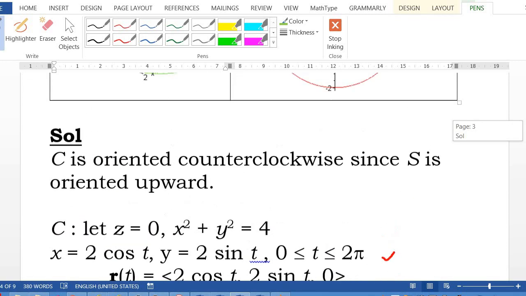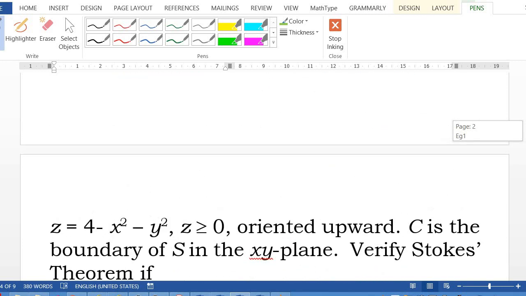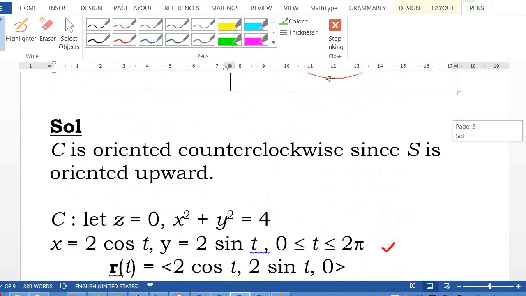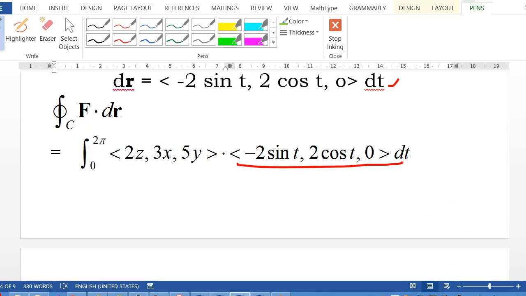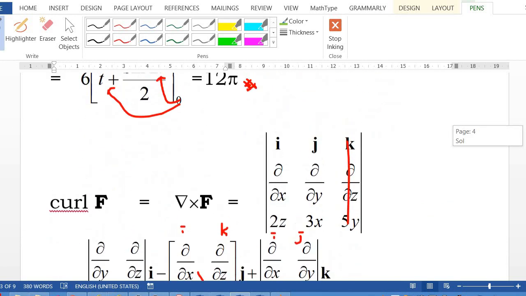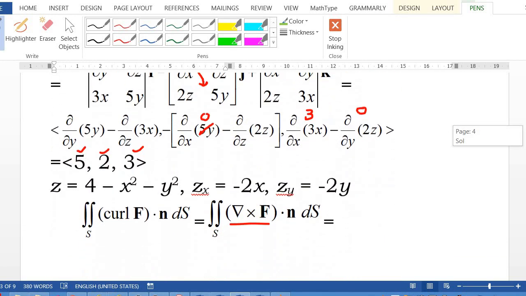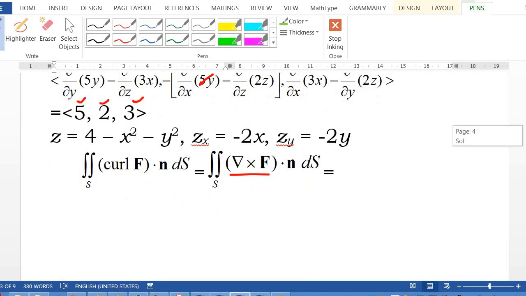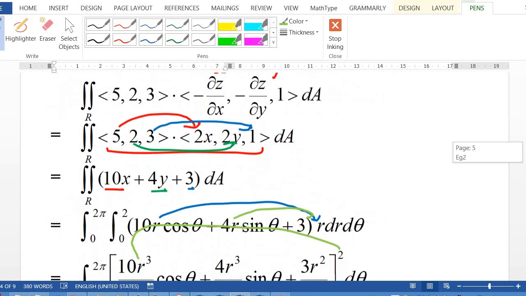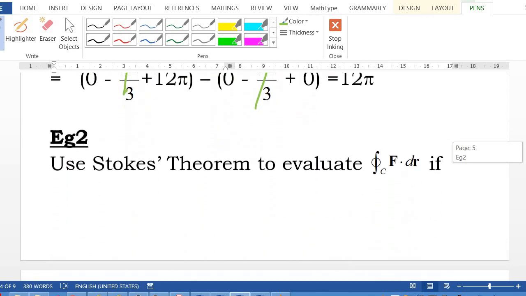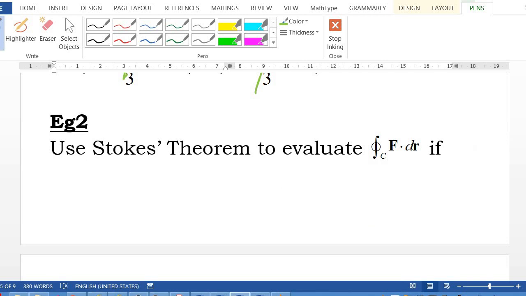So in the same example, they want you to verify Stokes' theorem. Evaluating using the line integral of F dot dr, you get the answer 12 pi. Using Stokes' theorem, the line integral of F dot dr is equivalent to the surface integral of curl F dot n dS across surface S. We also obtain the answer 12 pi.